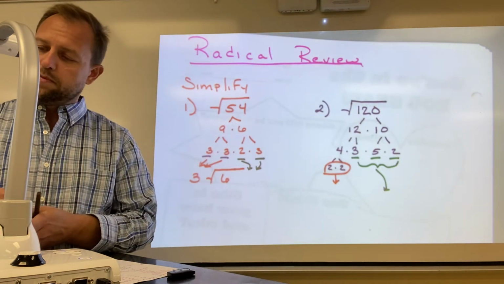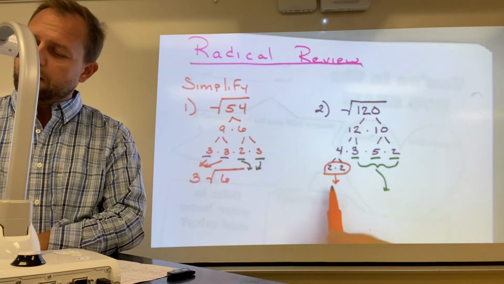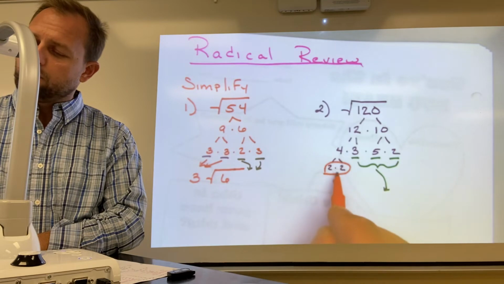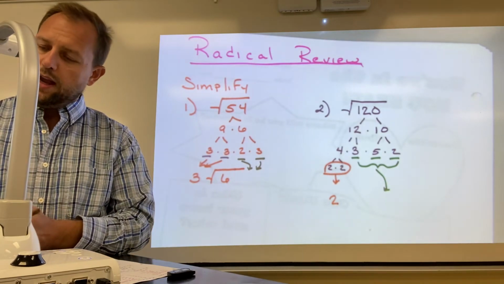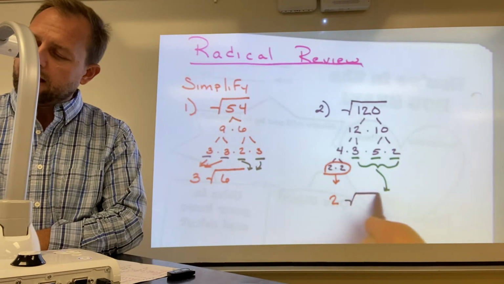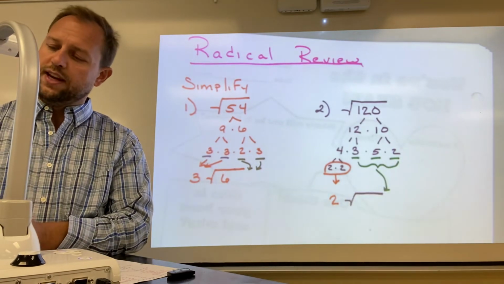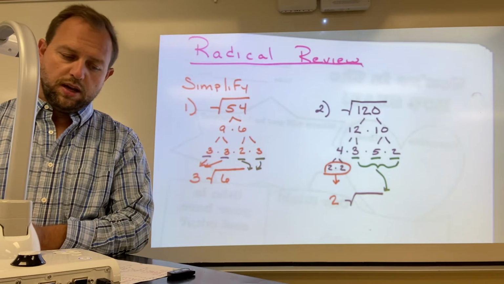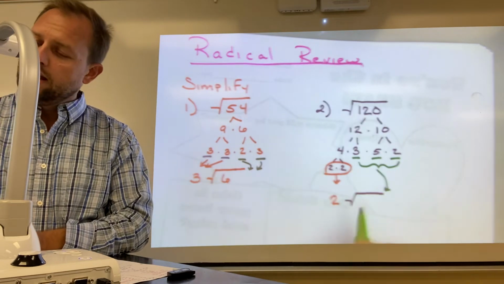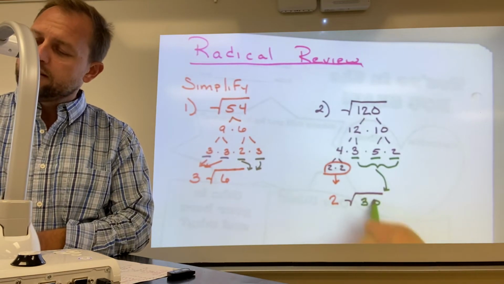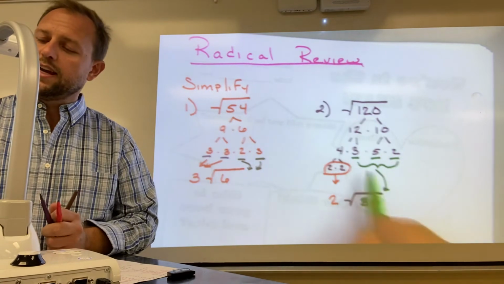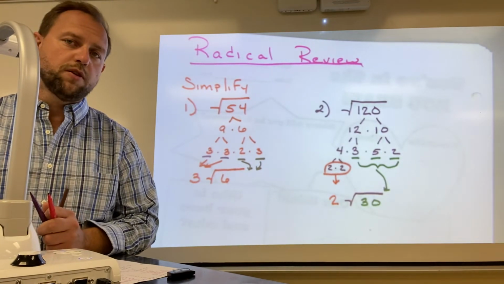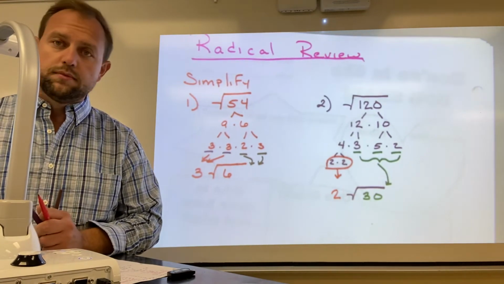So when we pull this back together, the pair of 2's comes out because it's the square root of 4, which means a 2 on the outside. And on the inside, 3 times 5 is 15, times 2 is 30. That's going to stay on the inside because there wasn't a second factor that we could pull out as a perfect square. Okay?